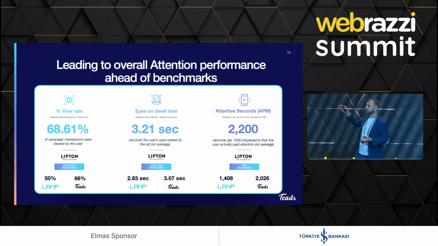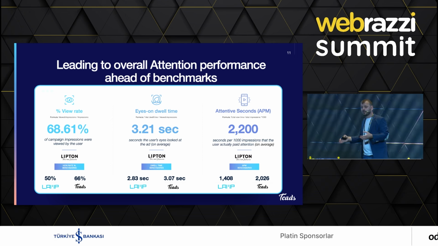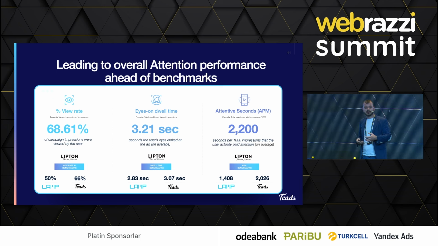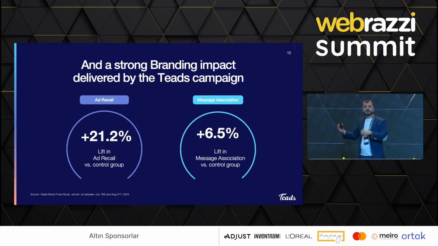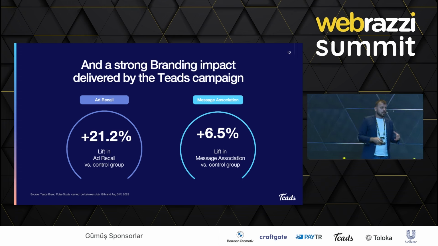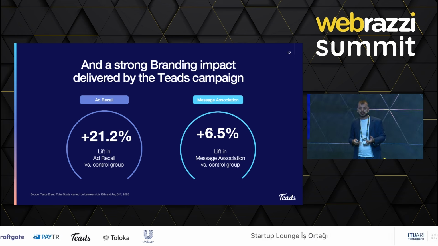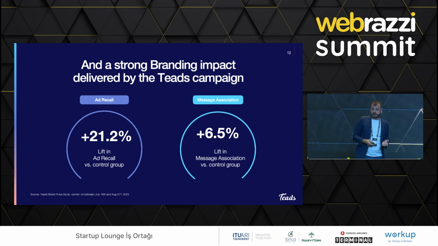Now, we helped Lipton optimize their campaign for better attention. That in turn helped us deliver higher attention than both global and internal teams' benchmarks, and we didn't stop here. I told you at the beginning that user attention in digital is highly correlated with business impact. And we also measured the branding impact that the campaign in TIDS brought to the brand. What we noticed is that as a result of all these interventions, obviously in sync with a strong communication message, this campaign delivered a positive uplift when it comes to both ad recall and message association.